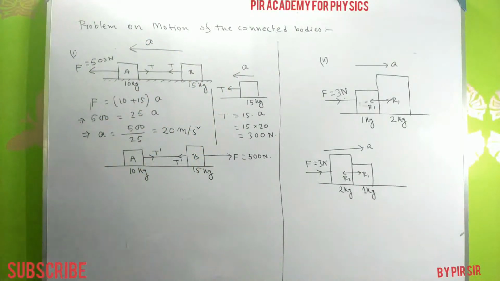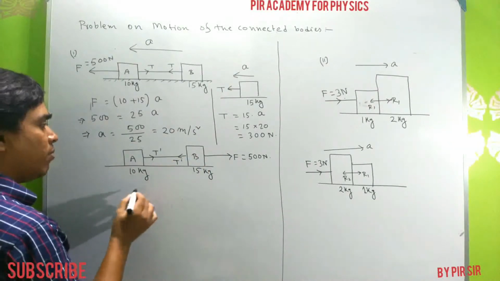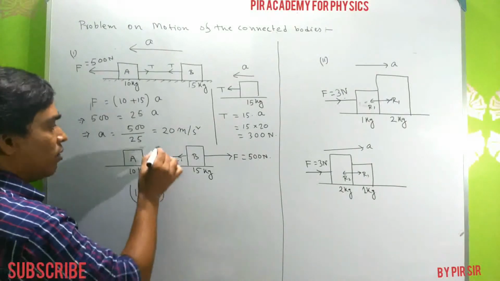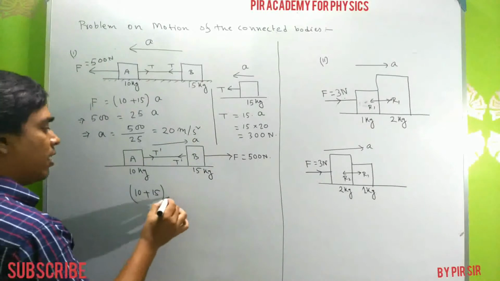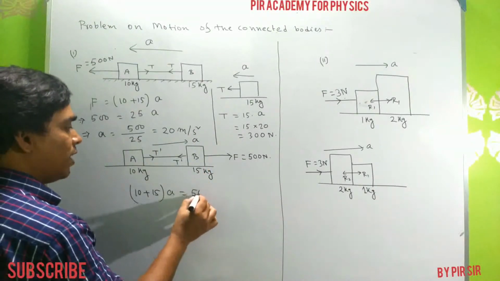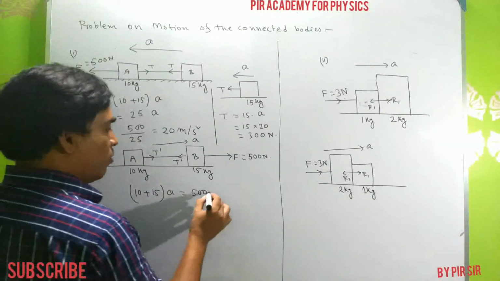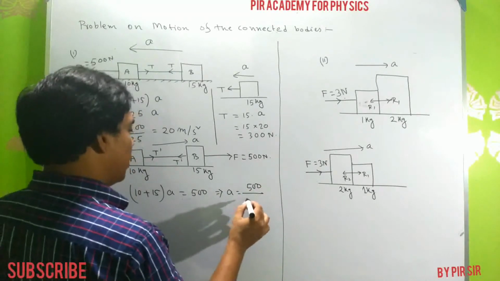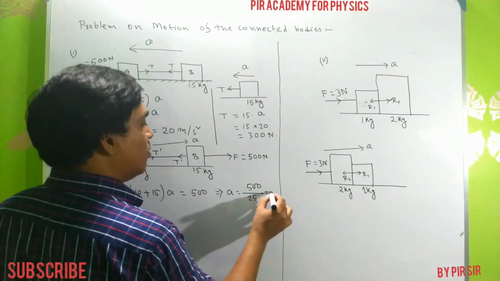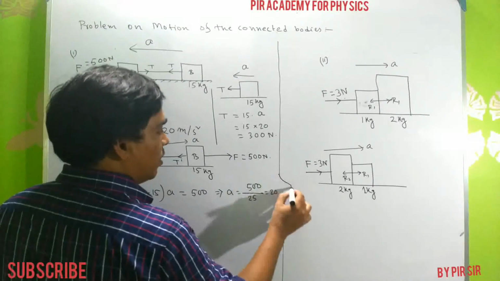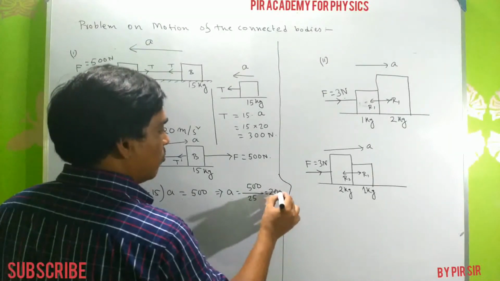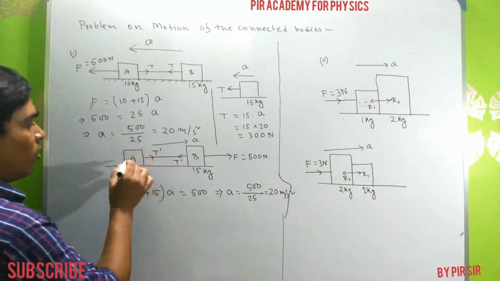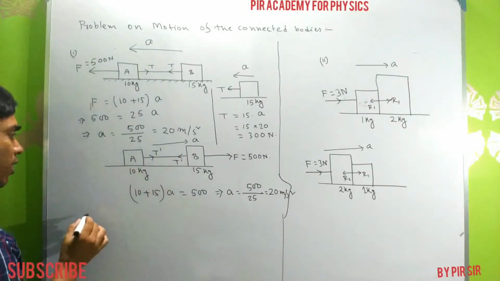If this force is applied on this 15 kg mass, you have to calculate what the tension is here. The acceleration must be the same, because the total mass 10 plus 15, into this acceleration, will be along this direction. Acceleration equals total force, that means 500 newtons, so A equals 500 newtons divided by 25. That will be the same, 20 meters per second square. Here what will be the tension on this wire or string?